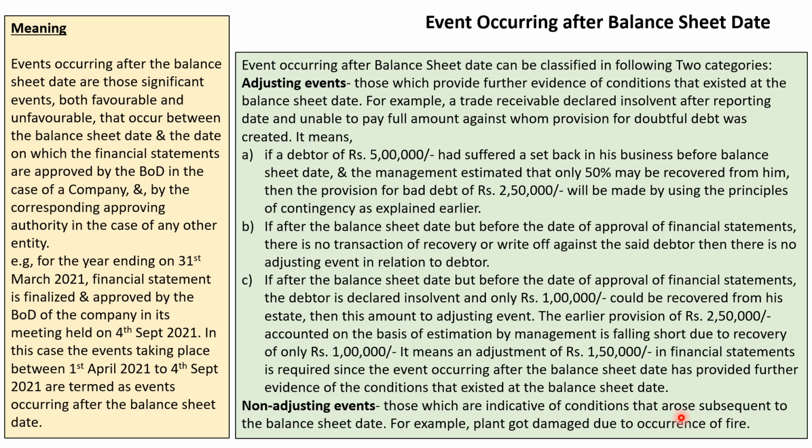31st March balance sheet is closed. In the balance sheet there is plant and machinery on 31st March. In the month of August there was a huge fire in the factory due to which plant got destroyed, and then on 4th of September your board of directors are approving the financial statements. On 4th of September they are looking at a balance sheet. The balance sheet is prepared for 31st March.